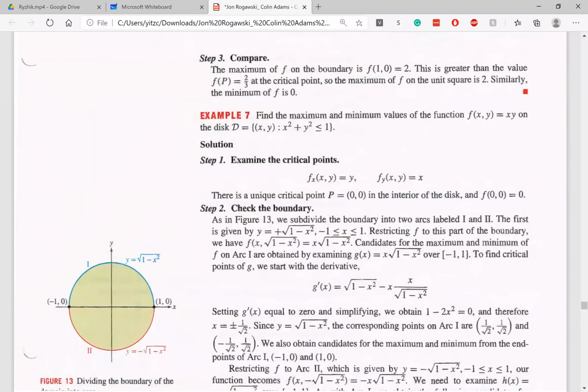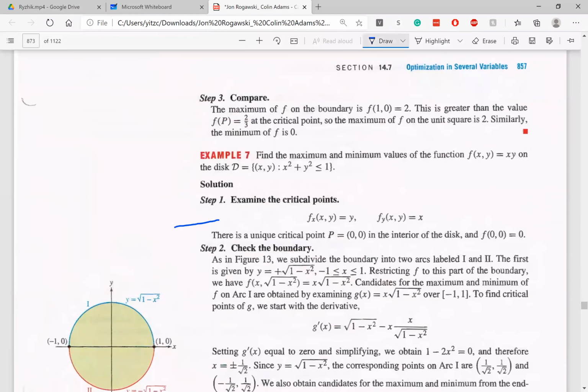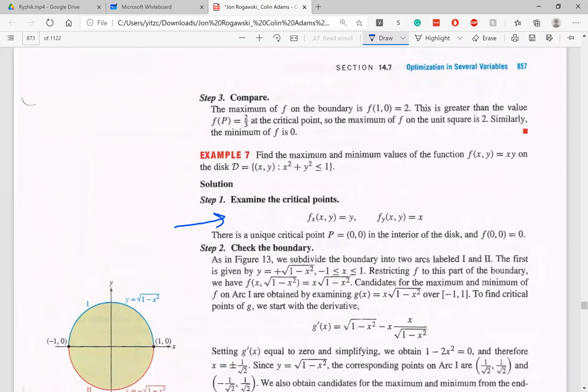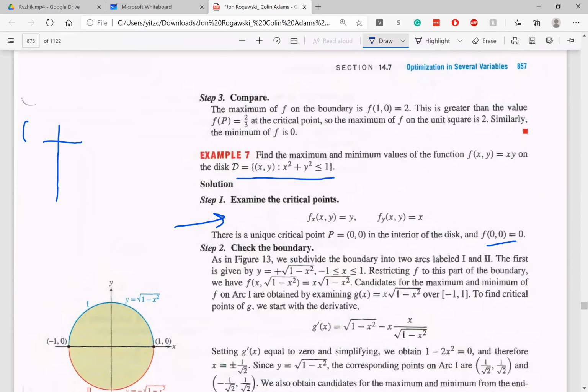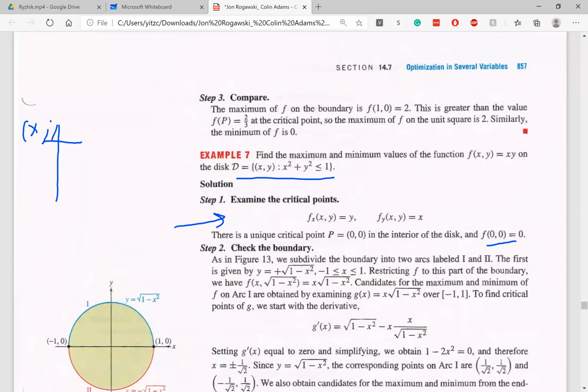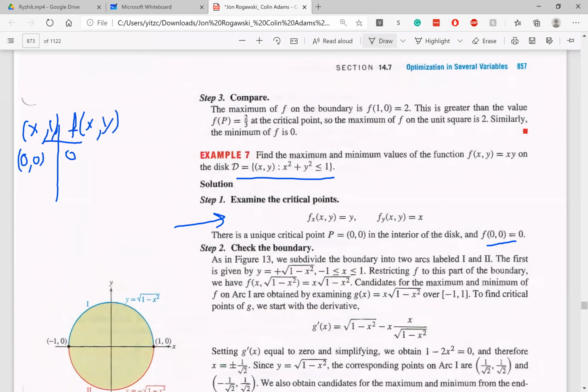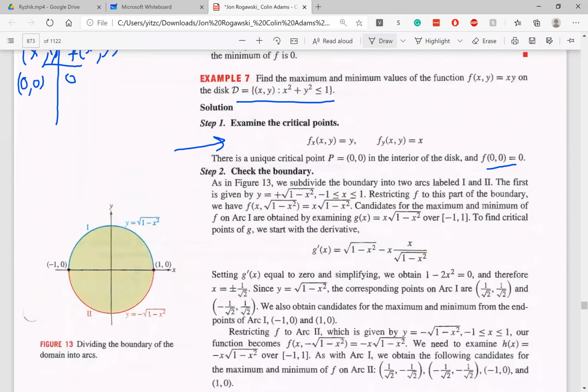We first find the critical points. So that would be the derivative of this with respect to x, which is y, and the derivative with respect to y, which is x. And so the critical point in the interior of the disk is (0, 0). And we plug that in. So we make a table, x, y, 0, 0, and we get 0 for f of x, y.